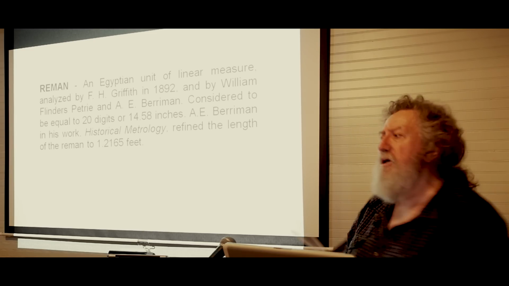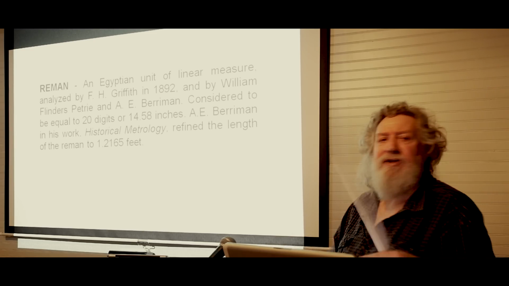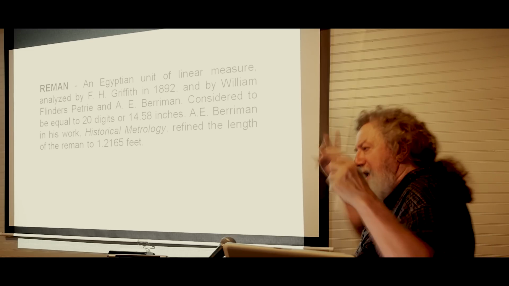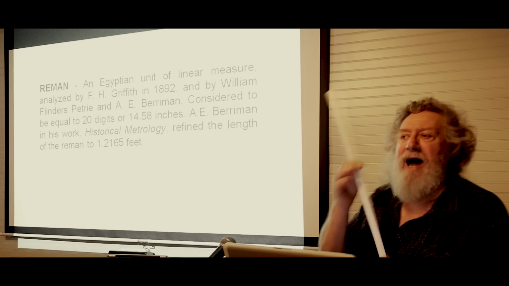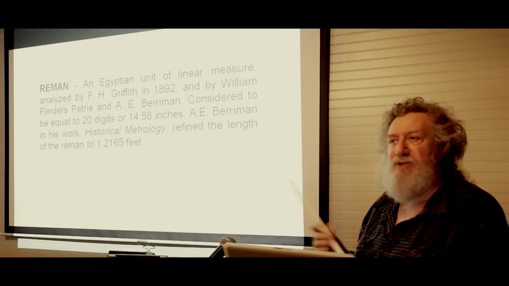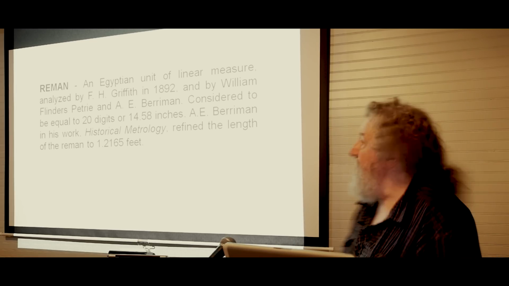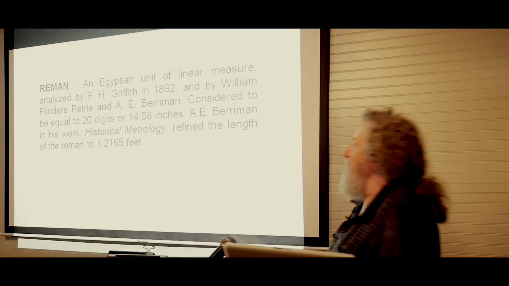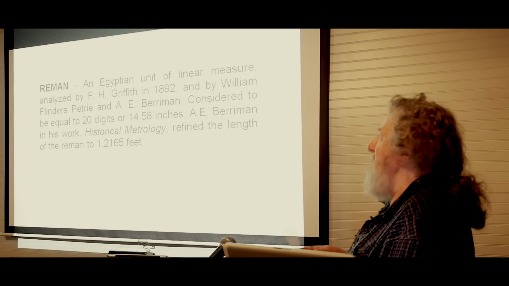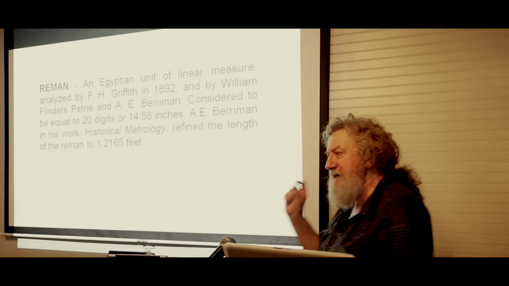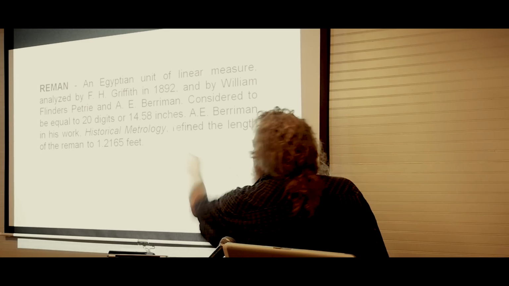So now we'll go into a brief thing on historic metrology, and then we're going to wrap it up as soon as you can get all of this in your brain. I'm going back to one of the original units, one of those modules that was used by the ancient Egyptians. It was called the Remen, an Egyptian unit of linear measurement analyzed by F.H. Griffith in 1892 and by William Flinders Petrie and A.E. Berriman, considered to be equal to 20 digits or 14.58 inches.